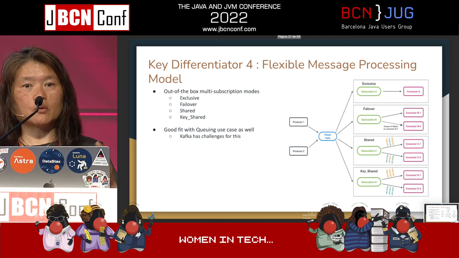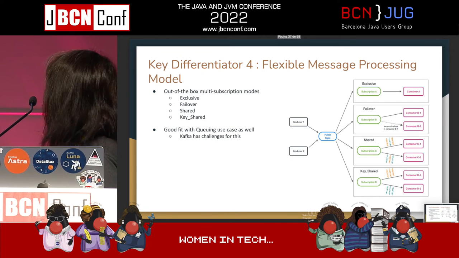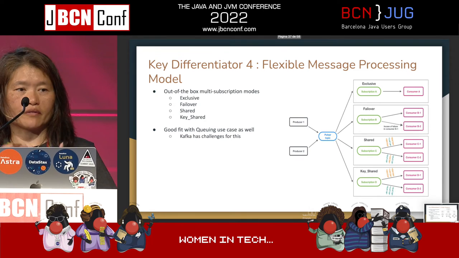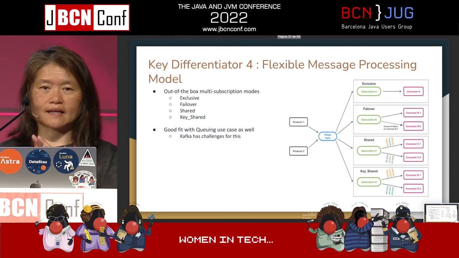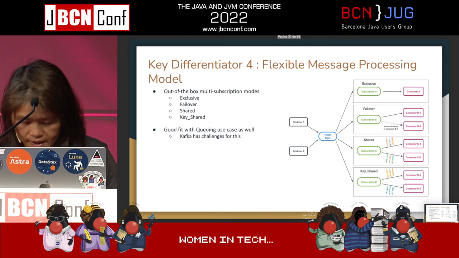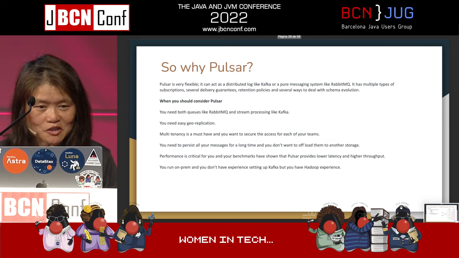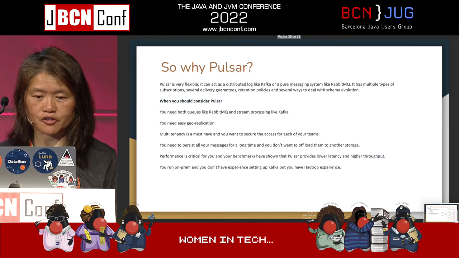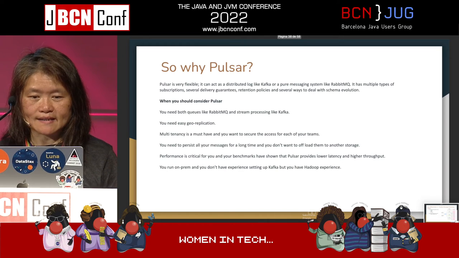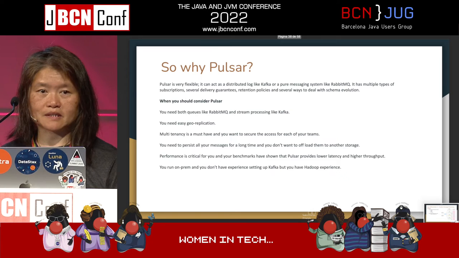And if you want to guarantee the ordering of all of your messages, you can use another mode called key shared. It's similar to shared, except key shared will guarantee the ordering of the messages too. So these are the four modes of subscription that Pulsar has. Okay, this one is just summarizing why Pulsar. I think I already talked enough. Essentially, it's very flexible. It acts as a distributed log like Kafka or as a pure messaging system like RabbitMQ.